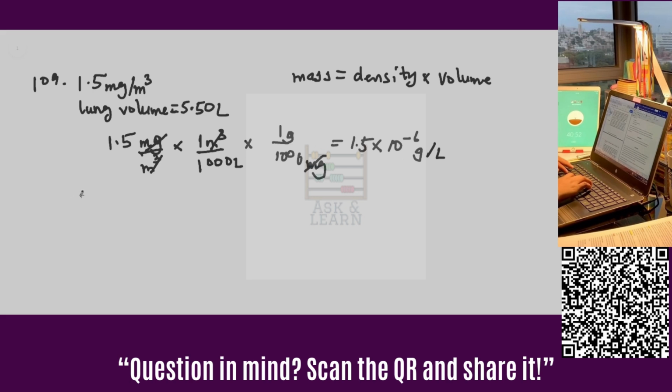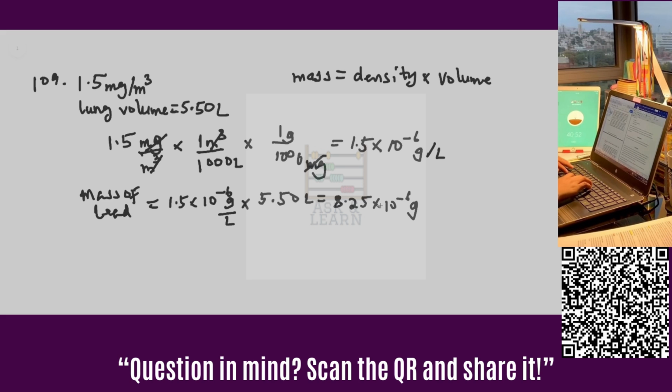To determine the mass of lead, that's going to be 1.5 times 10 to the power minus 6 grams per liter multiplied by 5.50 liters. And that is going to give us 8.25 times 10 to the power minus 6. This unit is a mass.